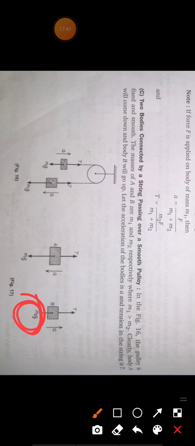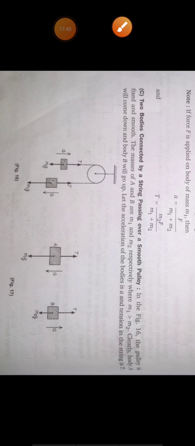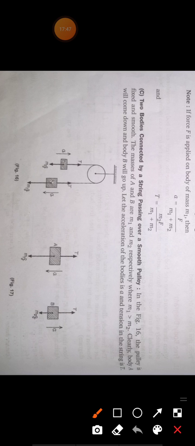Gravity is attracting it with M2G force, and there is a tension force in the upward direction. Here remember, now which force is greater? Here the tension force is greater than M2G. Why? Because this body is going in the upward direction. That means the tension force is greater than M2G.